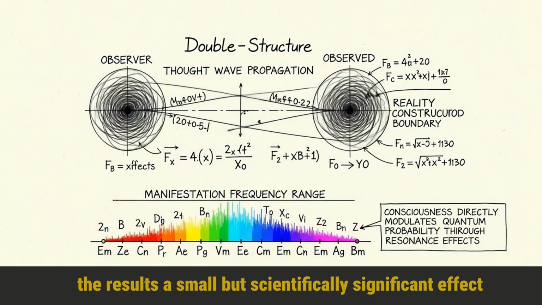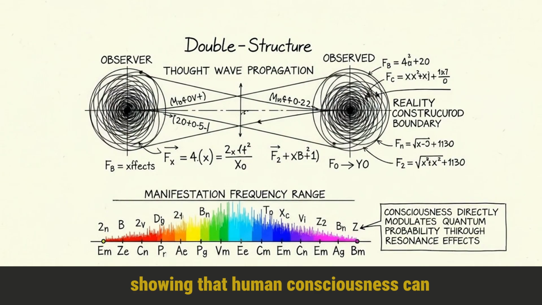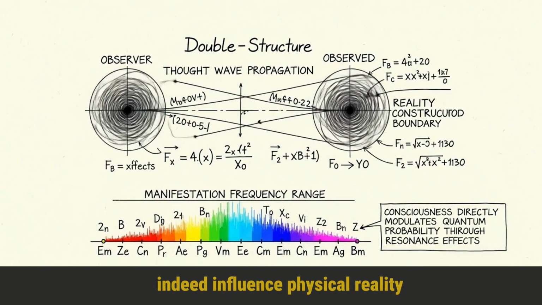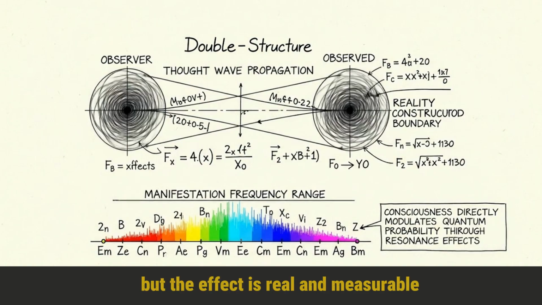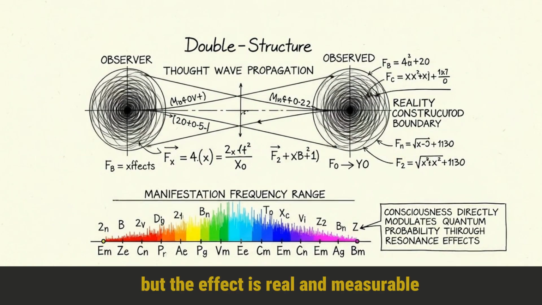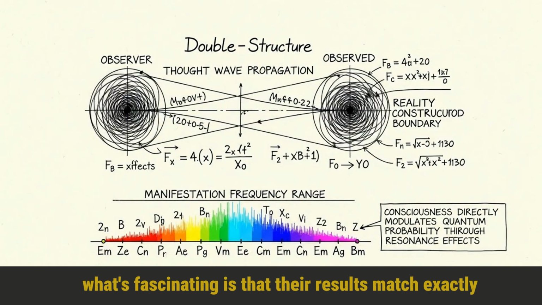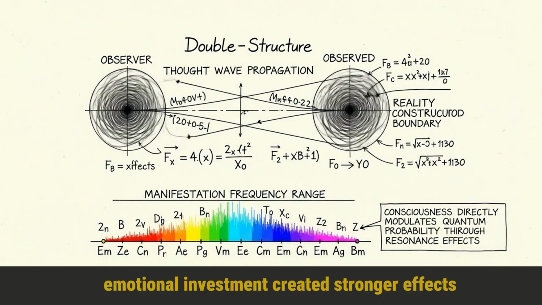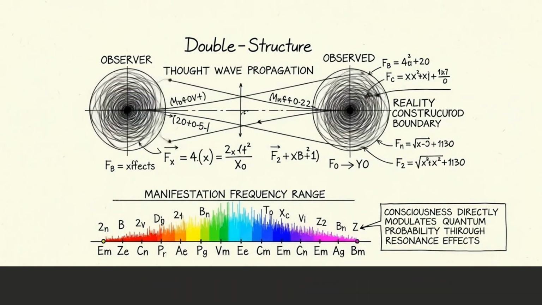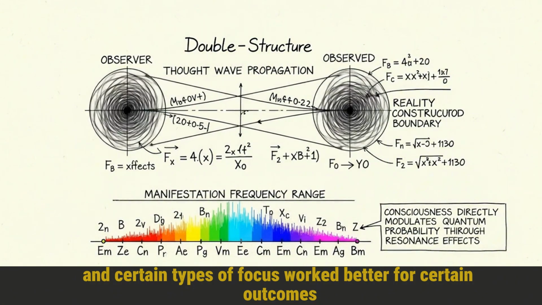The results: a small but scientifically significant effect showing that human consciousness can indeed influence physical reality. It's subtle. We're not talking about moving mountains with your mind, but the effect is real and measurable. What's fascinating is that their results match exactly what our diagram predicts. Emotional investment created stronger effects, and certain types of focus worked better for certain outcomes.